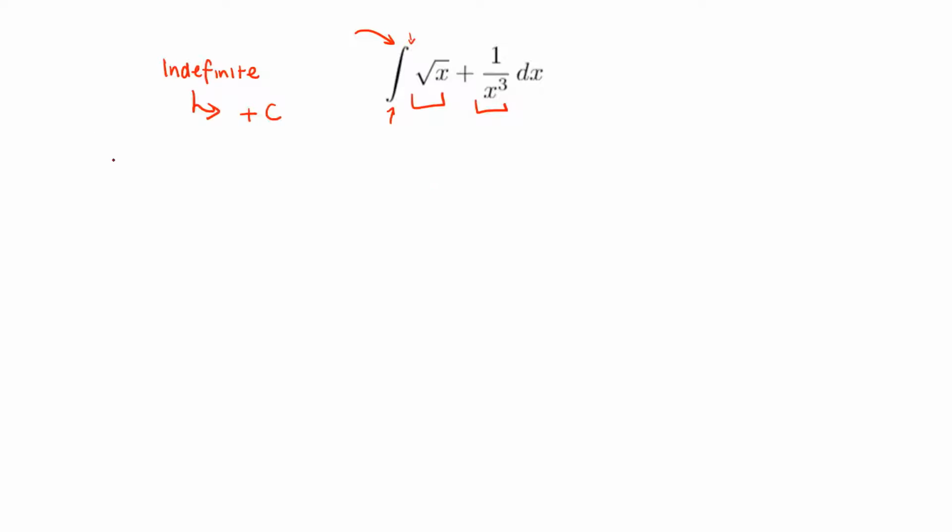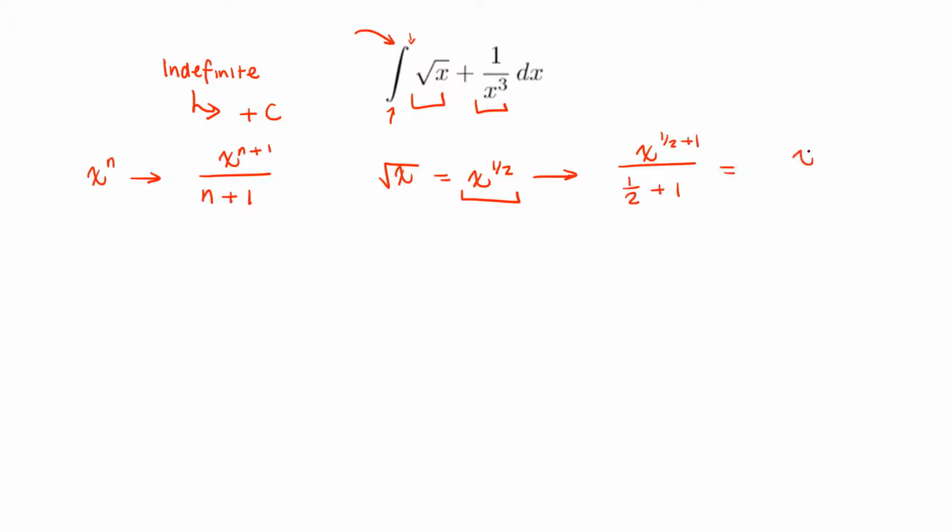So our log table tells us that the integral of x to the power of n is just going to be x to the power of n plus 1 over n plus 1. Isn't another way of writing the square root of x x to the power of a half? So if we look here, we have x to the power of a half, n in that case is a half. So the integral then of x to the power of a half is going to be x to the power of n plus 1, so a half plus 1, all over a half plus 1. That's going to be x to the power of 3 over 2 all over 3 over 2.